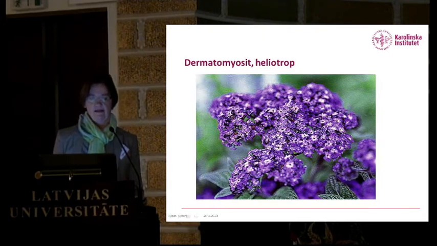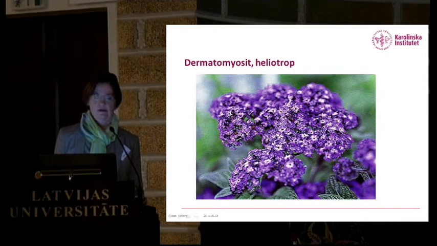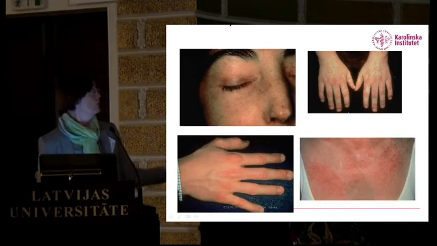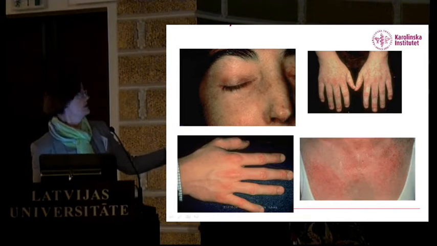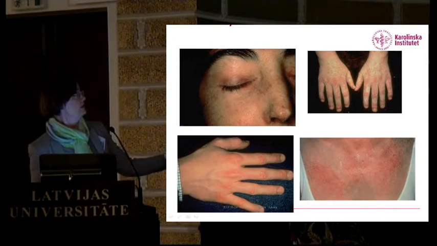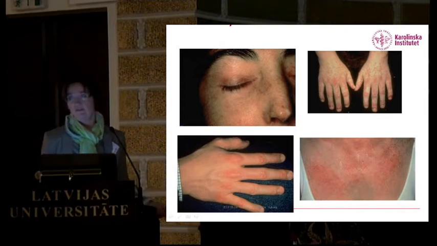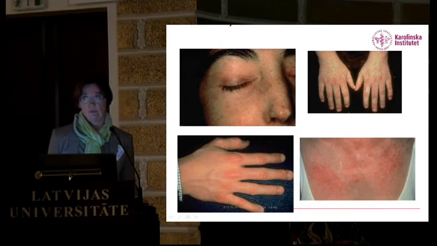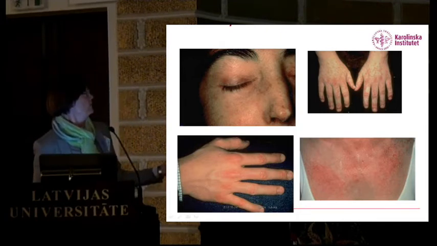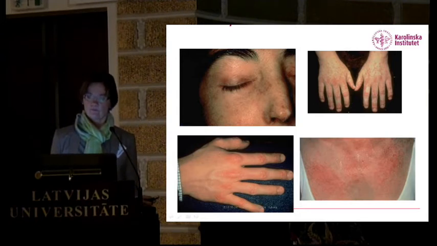In dermatomyositis, this is just a picture of the heliotrope flower, which is supposed to be the color of the eyelids in this disease. The patients can often look only like that, not so much like the flower, but they have the typical finger lesions, the photosensitivity very similar to that in cutaneous lupus erythematosus, and also here on the fingertips. The association to malignancy is very well known.